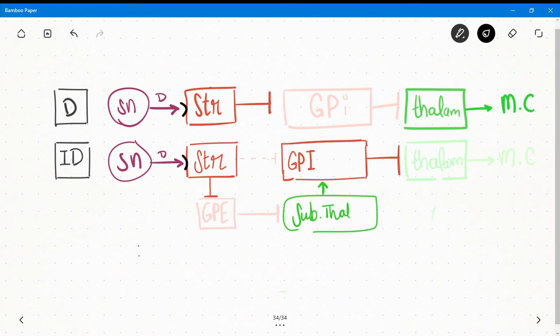So if dopamine binds to D1, it's going to start the direct pathway and initiate movement. However, if it binds to the D2 receptor, it's going to activate the indirect pathway, which is going to end or inhibit the movement that we are actively doing.